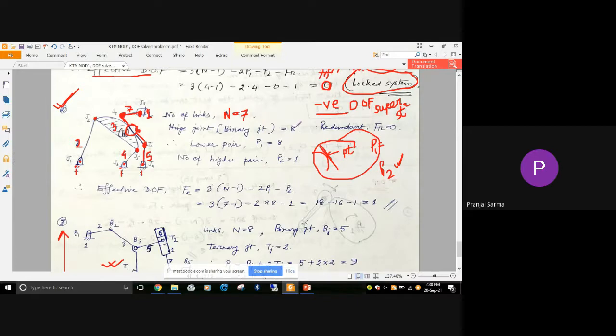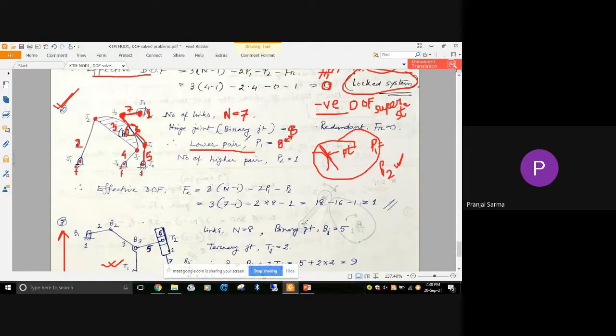So they will give rise to how many pairs? All are binary hinge joints. So P1 equal to how much? Is there any ternary or quaternary joint? No. So all are binary joints and there are eight of them. So what will be the value of P1? Therefore the lower pair P1 equals 8.